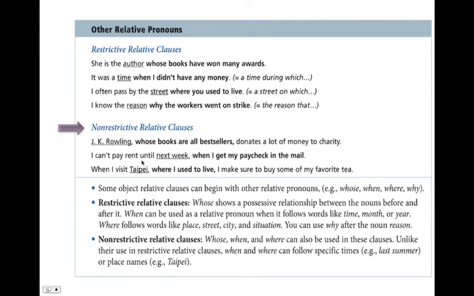I can't pay rent until next week, when I get my paycheck in the mail. When I get my paycheck in the mail is non-restrictive. It's not essential for us to understand when. When can you pay your rent? I can't pay until next week. Next week is quite clear. So this information is extra. It's additional and it's non-essential. Therefore, we set it off with a comma just before it. After it, we have a period because that's the end of a sentence.